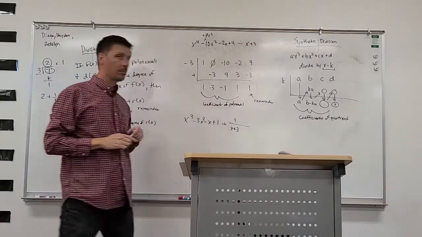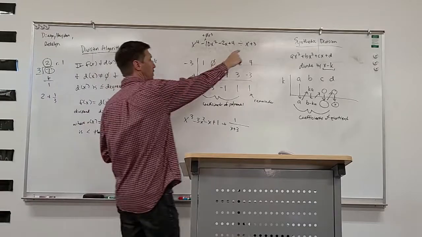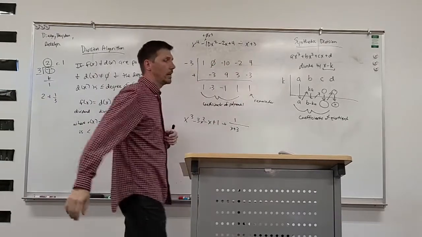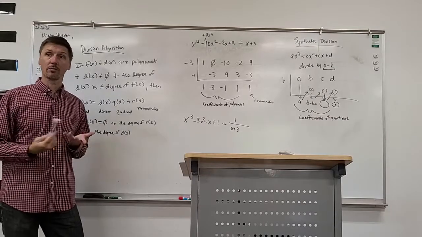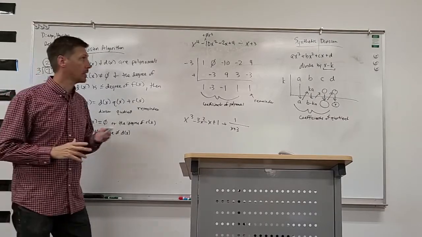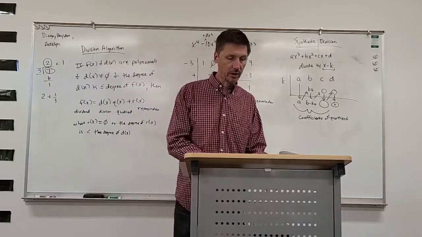Does that make sense to everybody? Again, we can only do this if we're simply dividing by x plus or minus some term, right? But that's what we are dividing by when we're trying to figure out if it's a zero, right? So there'll be a lot of cases where we can just use this synthetic division to find out very quickly if we had a zero.